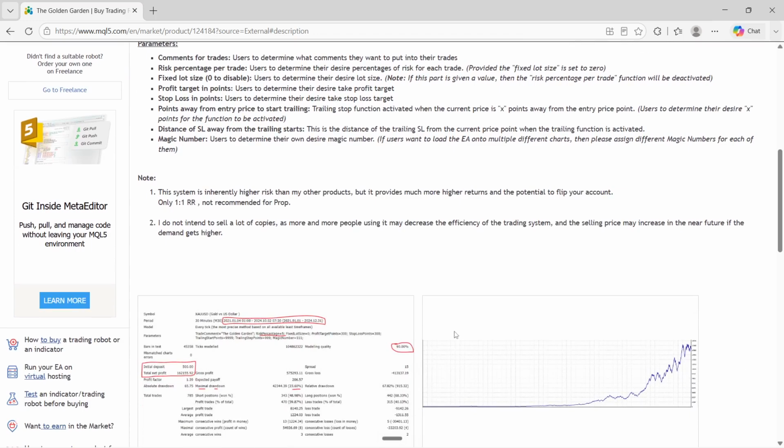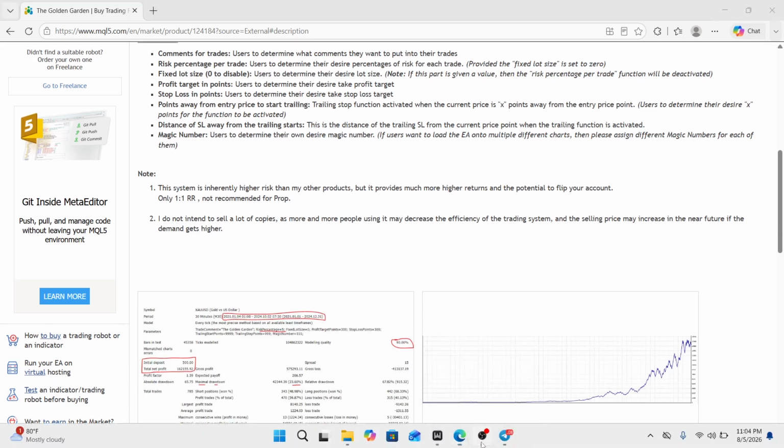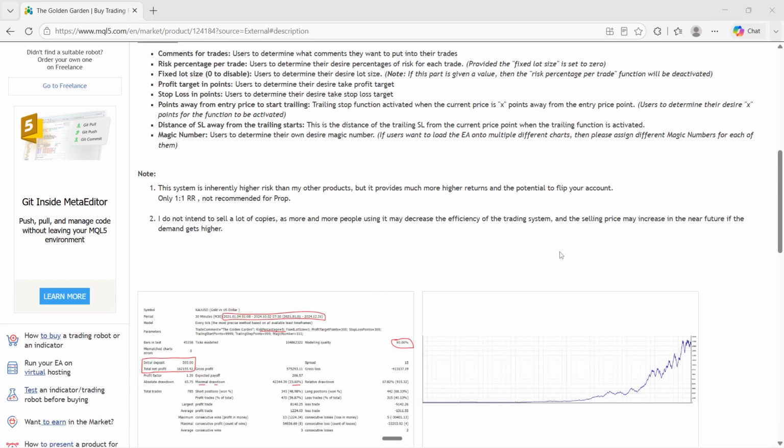Overall, the Gold Garden EA is a specialized gold system that combines machine learning with price action and avoids recovery methods. It offers flexible risk sizing and trading protection, but the developer's own higher risk warning should be taken seriously. Thorough demo testing and strict risk management are essential. Always trade with money you can afford to lose.